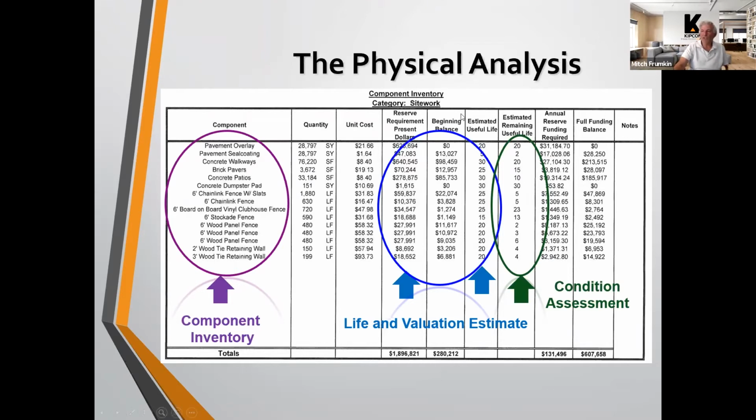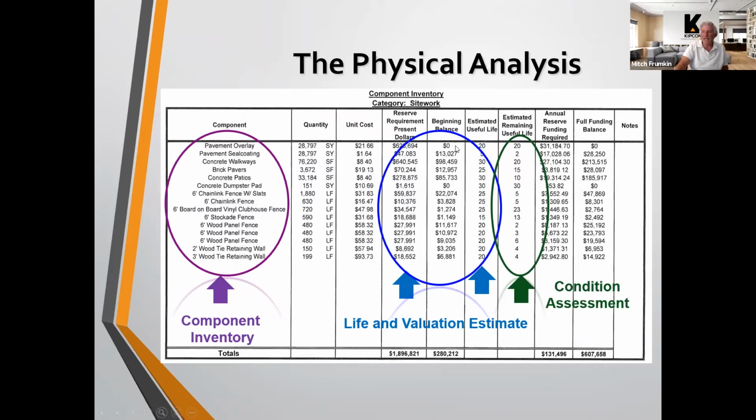Now, reserve requirement, present dollars, very simple. It's math. Quantity times unit cost: how much is it going to cost to replace it? Pretty simple math. Now we get into what's your beginning balance. For example, if you go to the bottom of this column, this association has already set aside $280,212 into the reserve fund. It's very rare that as communities get older, they have nothing there, although it's happened. But associations are collecting money. So in this case, they have $280,000.